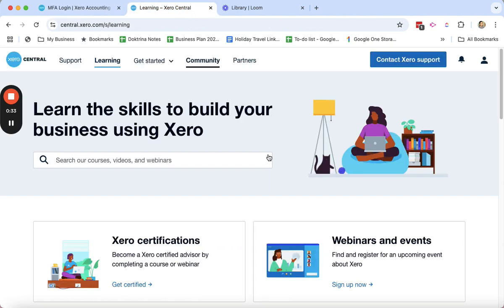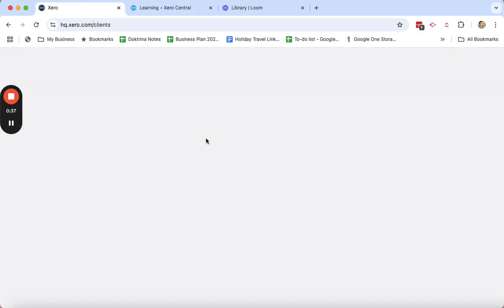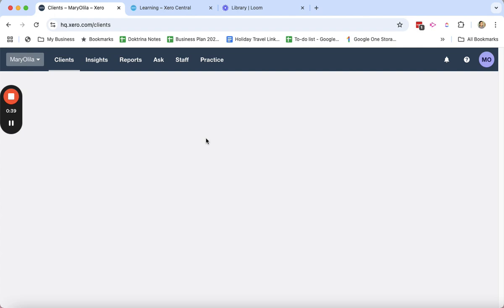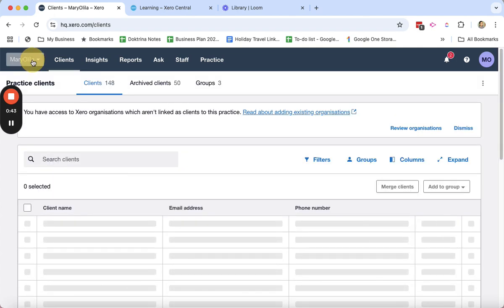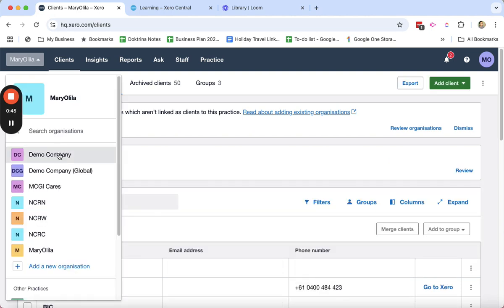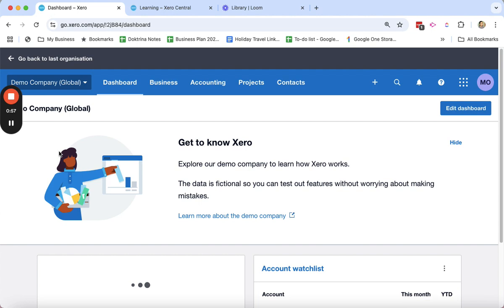Let's start. Okay, so this is Xero. When you sign up for Xero, you will get a free account and an automatic trial. But we are going to use the demo company to demonstrate first the accounting principles and how they apply to the Xero accounting app.